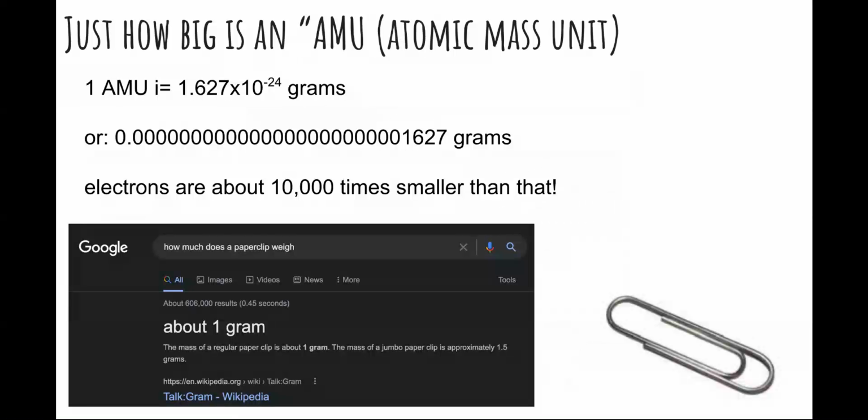Now, what is an atomic mass unit or an AMU? Well, one atomic mass unit is 1.6 times 10 to the negative 24th grams, right? So you can see how many zeros as a decimal that is there. It'd be like one paper clip weighs about a gram. All right. So if you could cut a paper clip into 1 with 24 zeros pieces, one of those pieces would be about as much as an atom weighs.